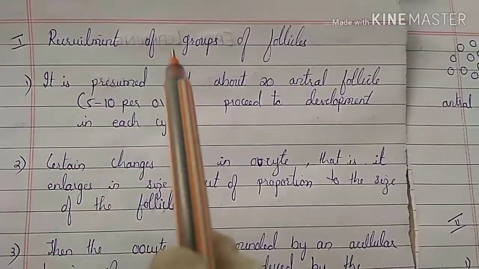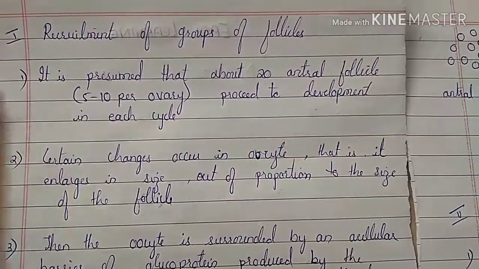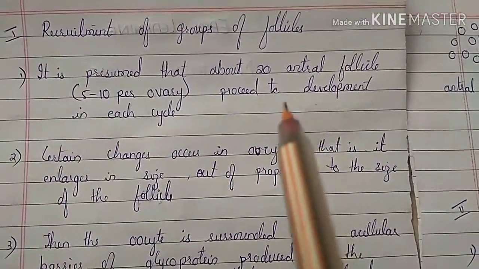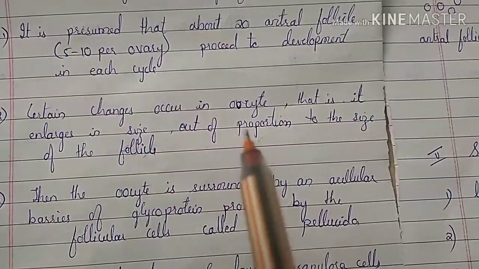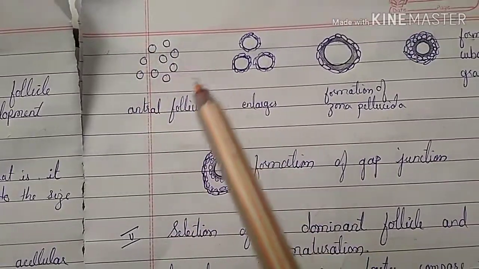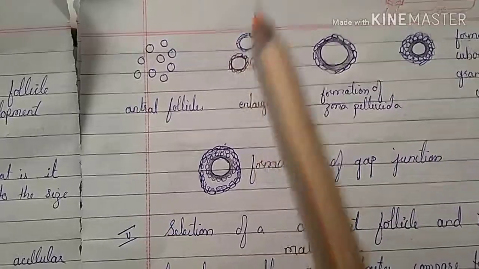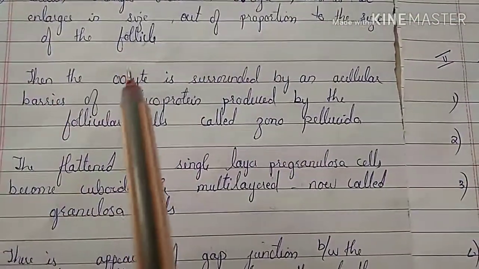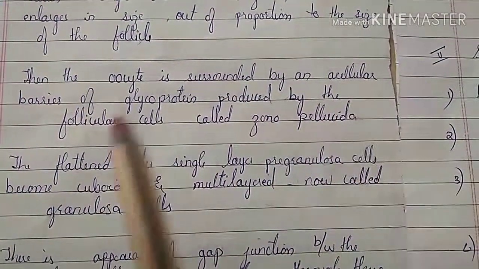So first, coming to the recruitment of a group of follicles, it is presumed that about 20 antral follicles, that is 5 to 10 from each ovary, proceed to development in each cycle. Certain changes occur in the oocyte, that is, it enlarges in size out of proportion to the size of the follicle. For example, these are the antral follicles participating in the cycle. There is enlargement of the oocyte. Then the oocyte is surrounded by an acellular barrier of glycoprotein produced by the follicular cells, called the Zona Pellucida.